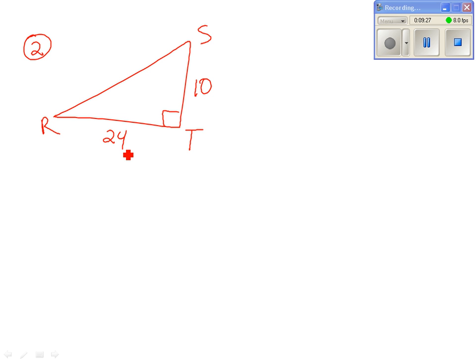Does this fit one of the families? Families, remember, one of them was 5, 12, 13. What did they do to each of those numbers to get these two? Multiplied it by 2. So what do you got to do to the hypotenuse to get it? So what is it?